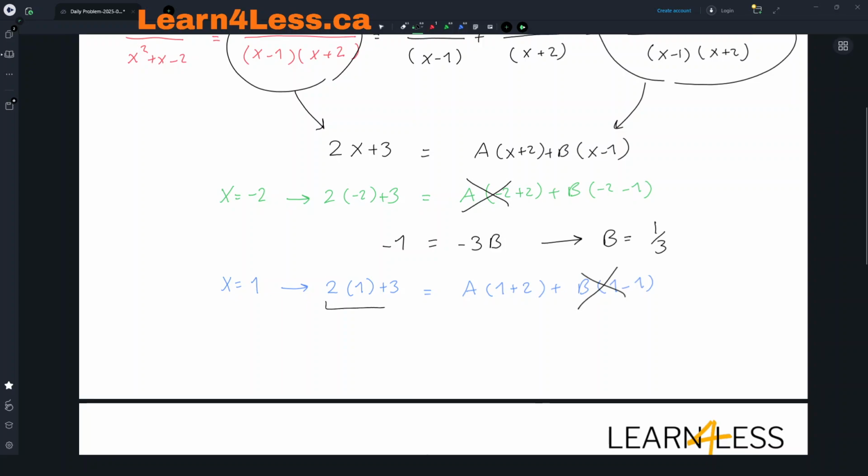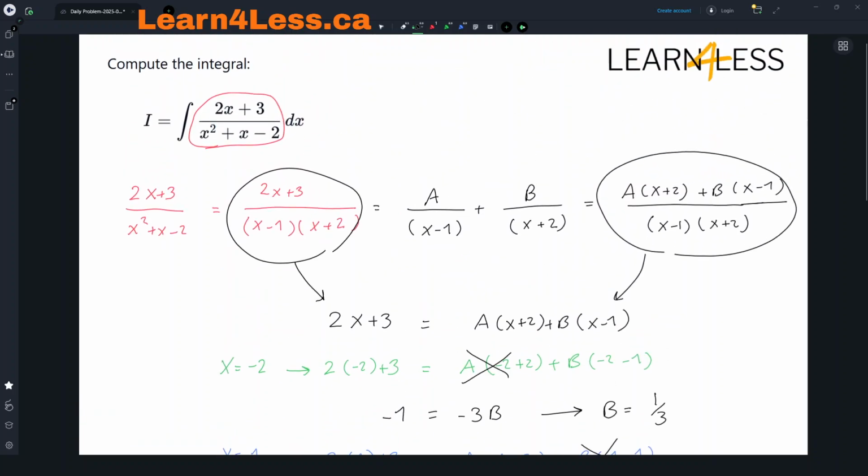Now what I'm left with is 2 times 1, which is 2, plus 3 is 5. And the right hand side is a times 3, or just 3a. From here, I can write that a is equal to 5 over 3. Again, dividing both sides by 3. Now that I have a and b, if I plug them into these two fractions, the summation would give me what I started with, my original function.